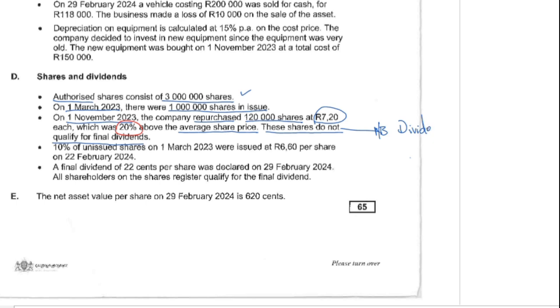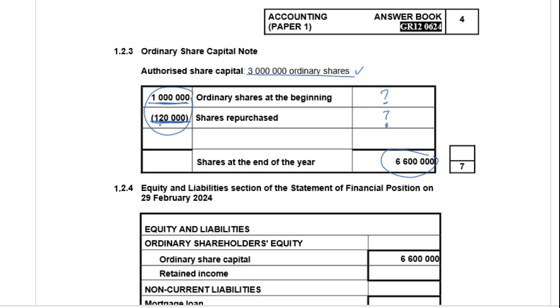In the notes, we are given the number of shares that were repurchased, but not the amount, so we will have to calculate that. It also states that 10% of the unissued share capital on the 1st of March 2023 was issued at 6.60 Rand per share on 22 February 2024. When we look at our note, we can see that no entry has been entered for this issue of shares. So we will have to make the entry and do the calculation ourselves.